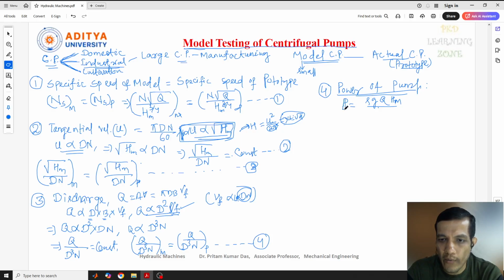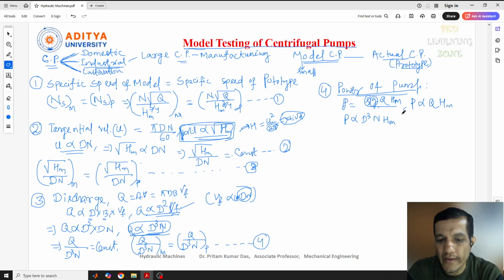Now if you see, this power term, this is a constant term, this is also a constant term, correct? Now what are the variables? So I can write that P is directly proportional to Q and Hm. Previously I have seen Q is proportional to d cubed n. So here, in place of Q, I can write d cubed n. So what I'll get here, P is directly proportional to d cubed n into Hm.